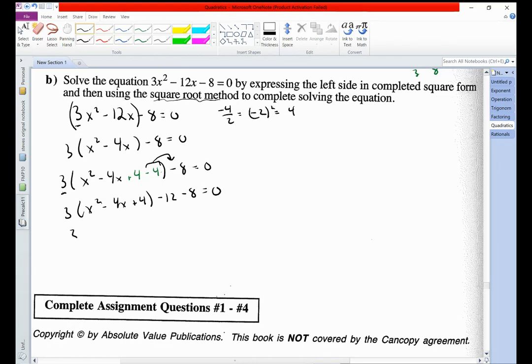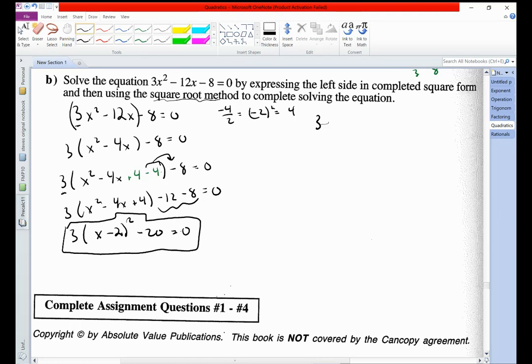And then we can rewrite this as a perfect square binomial, because we're going to have x minus 2 squared, and then minus 12 minus 8 is negative 20 equals 0. So that is our equation in standard form. And now we want to use the square root method to solve it.